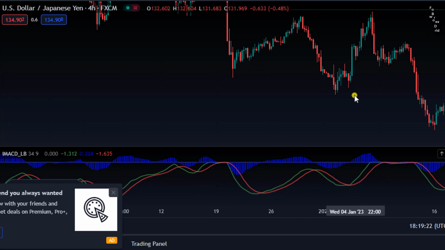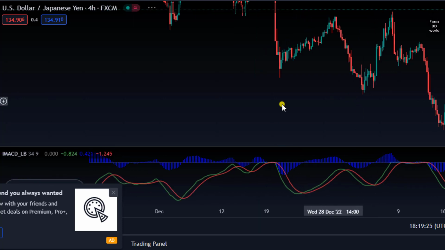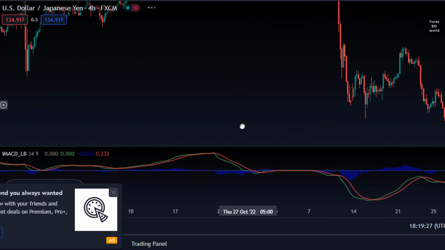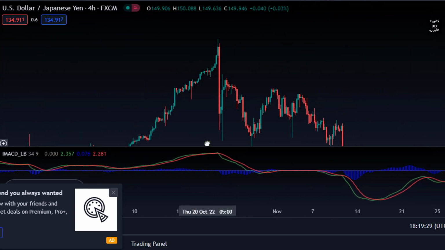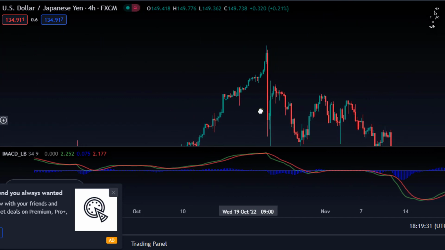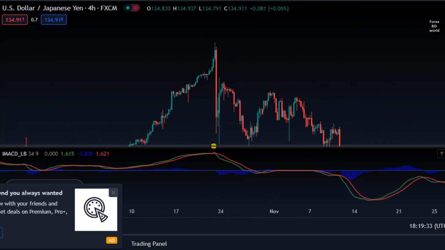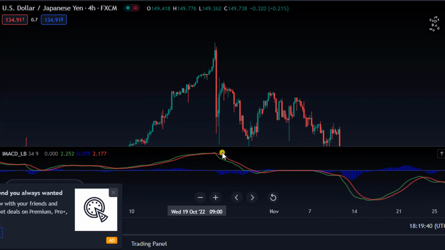Again, the same rule applies in taking a sell entry. That means these lines should be above the histogram. Remember that the lines should be above the histogram in case of sell entry, and the lines should be below the histogram in case of buy entry. So when the lines are above the histogram and when the green line crosses the red line from top to bottom, then you can take a sell entry.